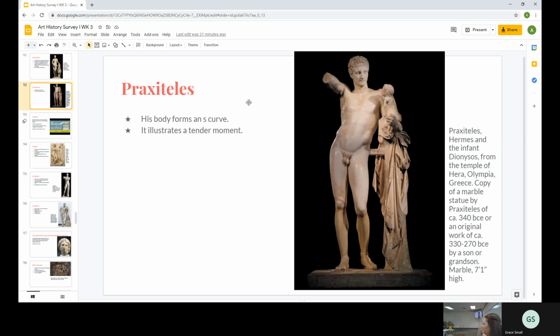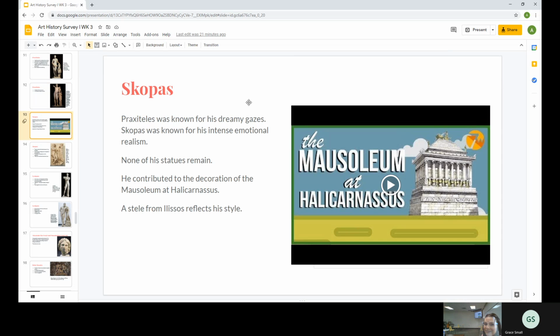And also a baby. We haven't looked at any other babies. And he actually looks like a baby. Later on, some babies won't look like babies. But yeah. Scopus was another sculptor from that time. We don't have any of his statues left, unfortunately.